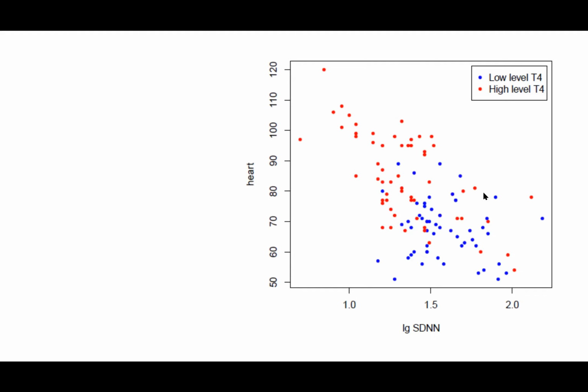And you can see that red points are near the left upper corner of this diagram, and blue points are near the right lower corner of the diagram.